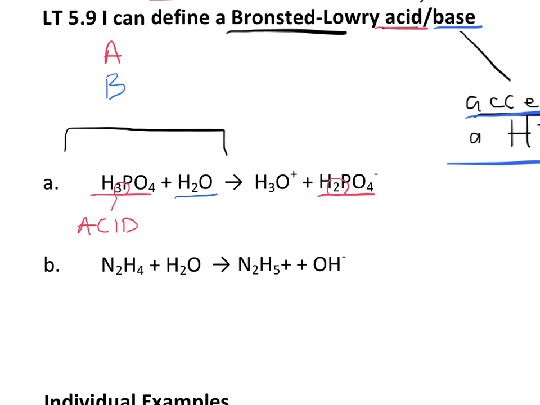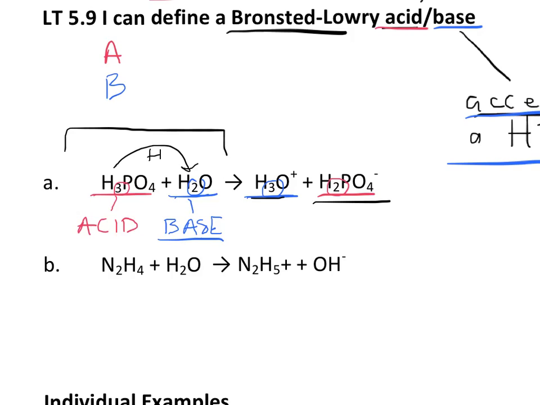Now if you look at H2O, on the reactant side it's H2O, and on the product side it's H3O, which means that it went from 2 hydrogens to 3, so it must have accepted or gained, which means H2O is going to be our Bronsted Lowry base. And just to make this a little more clear, what actually happened is that the H3PO4 donated the hydrogen to H2O, so that it became H3O, and H3PO4 is now H2PO4.